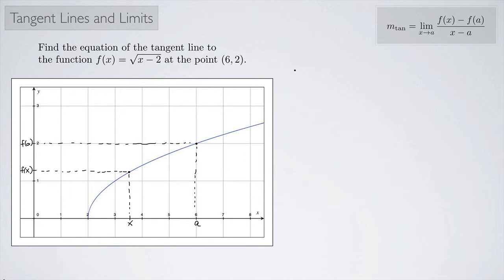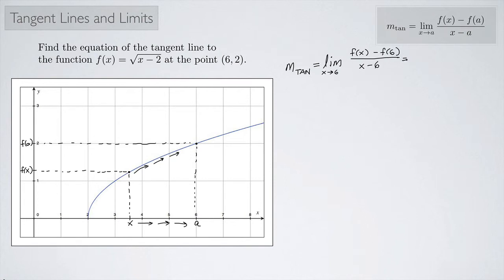Okay, so to actually calculate this, I'm going to imagine bringing this point closer and closer to this other point here, meaning x is going to get closer and closer to a, and when that happens, the slope of the secant line will look more and more like the slope of the tangent line. So let's try and find the slope of the tangent line. So the slope of the tangent line is the limit as x approaches, in this case, 6, of f of x minus f of 6 divided by x minus 6.